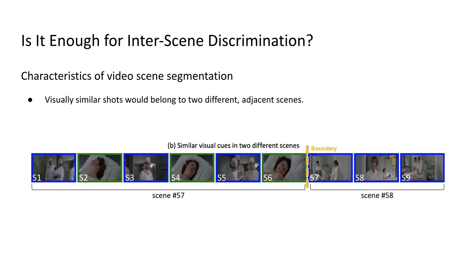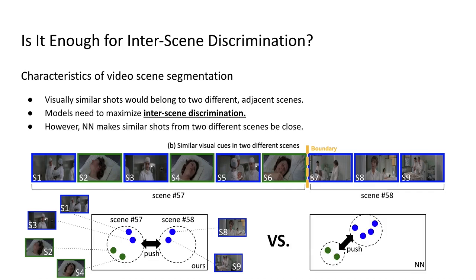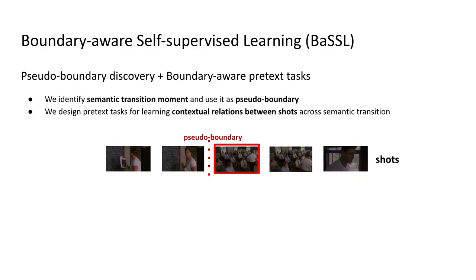The second example has 2 different scenes, which contain visually similar shots highlighted in blue, where the same character appears in the same place. Here, we expect such 2 visually similar shots to be distinguishable, so the model needs to maximize inter-scene discrimination. However, NN-based sampling makes the visually similar shots from 2 different scenes close. Thus, in this example, the model can think all shots belong to the same single scene, not different scenes.